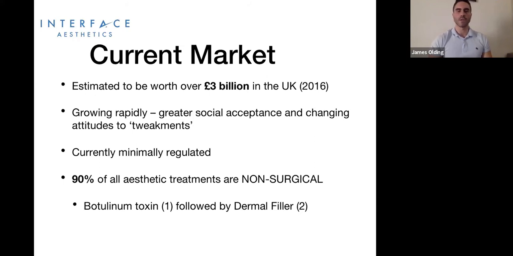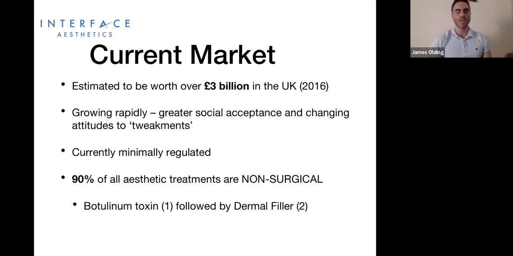Importantly, things like greater social acceptance have meant that people, especially millennials and younger generations, are much more confident in terms of talking about what they've had done and who they've had it done with as well, which is obviously a source of referrals for people who provide these treatments. It's currently a minimally regulated market, and that has implications which we'll come to talk about shortly. Suffice to say, it's a huge market, as I say.